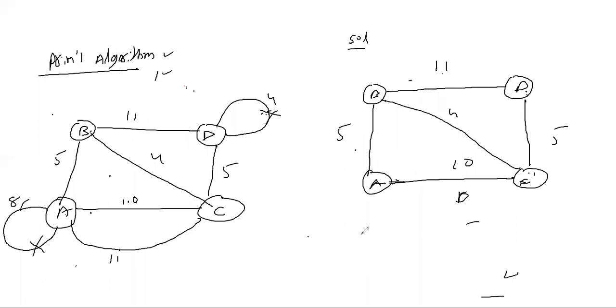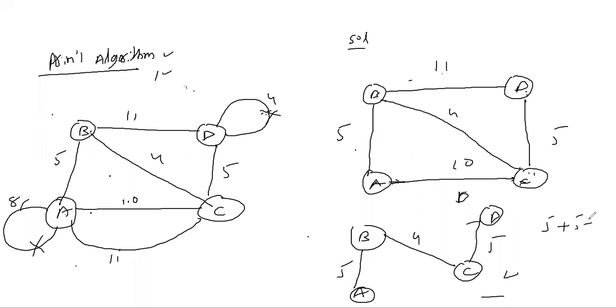First select B. B to A is 5, B to D is 11. So B to A, 5. Next, B to C is 4, A to C is 10. So choose B to C. B to D is 11, C to D is 5. So choose C to D. So what is the value? 5, 4, 5. 5 plus 5 plus 4 is 14. This is the minimal spanning tree, the possible sum.